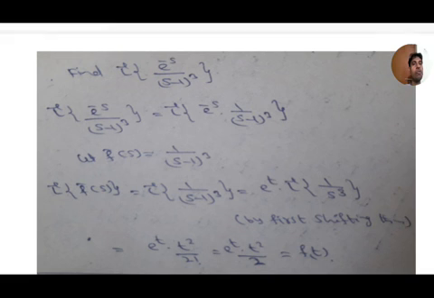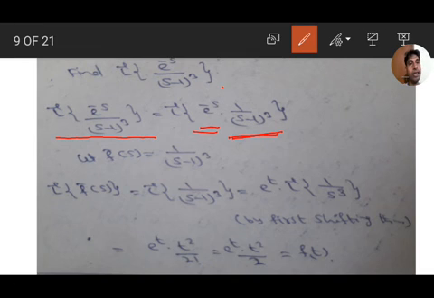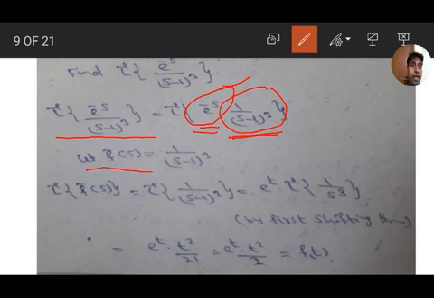Next problem. Find L inverse of e to the power of minus s by s minus 1 whole cube. So L inverse of e to the power of minus s by s minus 1 whole cube, that is L inverse of e to the power of minus s into 1 by s minus 1 whole cube. So by the second shifting theorem, L inverse of e to the power of minus as into f bar s. So except e to the power of minus as, remaining is f bar s. Here a equal to 1, and take f bar of s equal to 1 by s minus 1 whole cube.